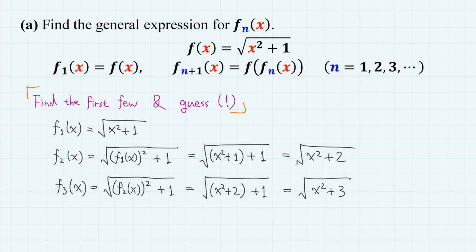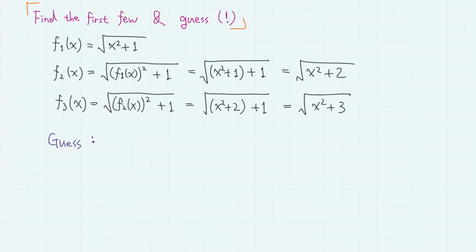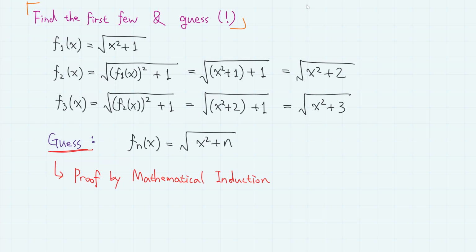And you might have already realized the pattern here. So it is reasonable to guess that f_n(x) equals square root of x squared plus n. But this is merely a guess. So let's verify our guess logically by mathematical induction.